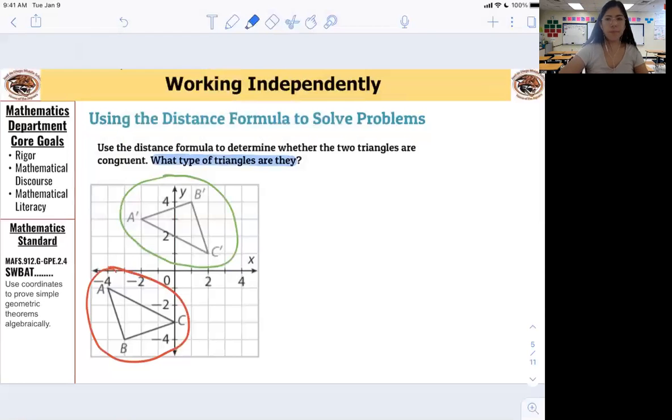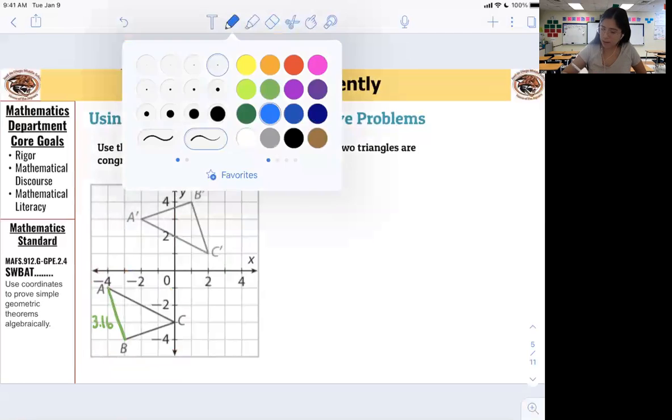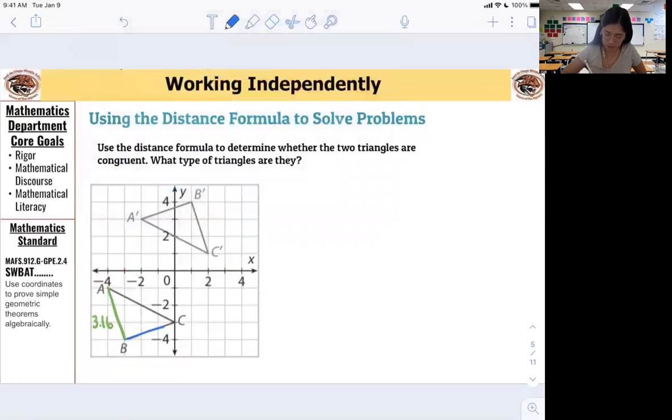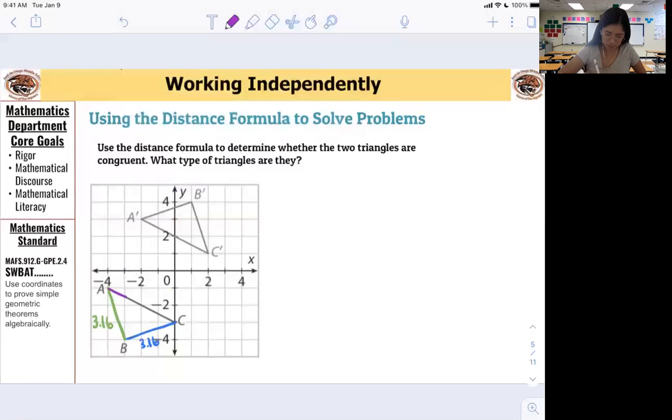Okay. All right, so let me reveal the answers. Here is what you should have gotten, and I did see a lot of correct responses in the chat. For the bottom triangle, AB was 3.16 units. BC was also 3.16. And then the long one, AC, was 4.47.